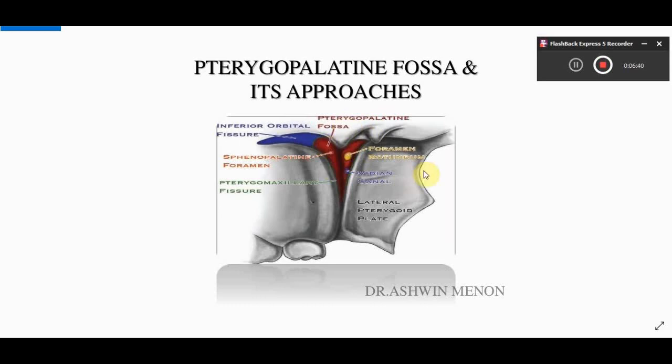You can see the sphenopalatine foramen. You can see the foramen rotundum. You can see the medial canal. You can see the pterygo-maxillary fissure, which is the outline of the end point. And you can interestingly see the inferior orbital fissure as well.